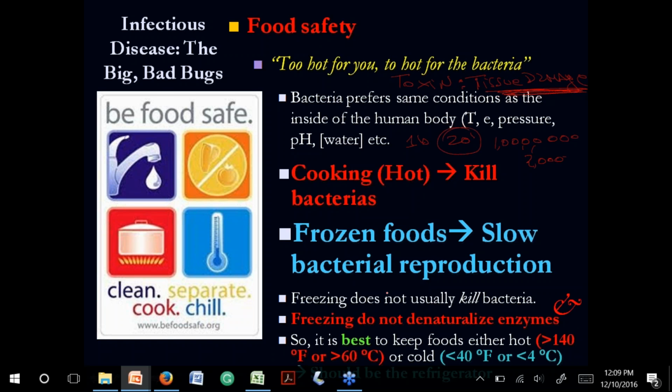So here what we need to remember is cooking kills bacteria. Freezing slows down bacteria. It is not going to kill them. They are going to be frozen, and it decreases the speed of multiplication. Then we have the temperature that we need to keep the food: less than 40 Fahrenheit, or more than 140. So it's 40 to 140, right? Should be more than 140 or less than 40. Between 40 and 140 is the danger zone, and we don't want that.